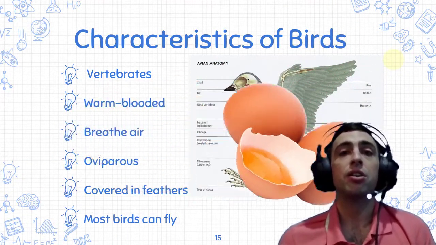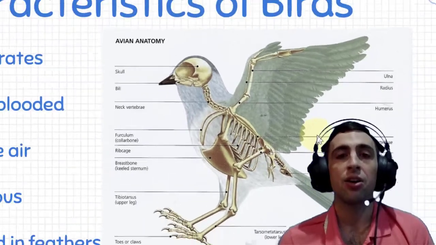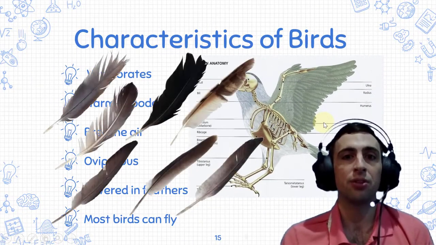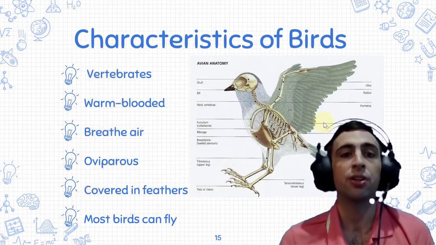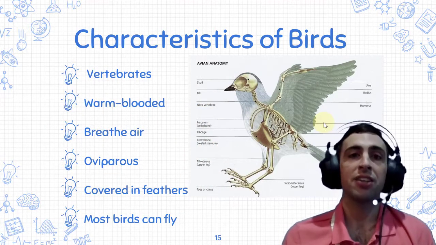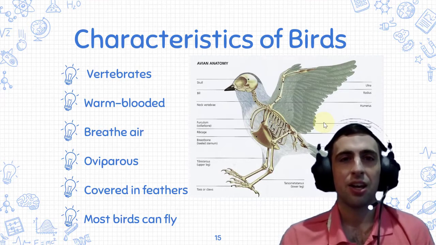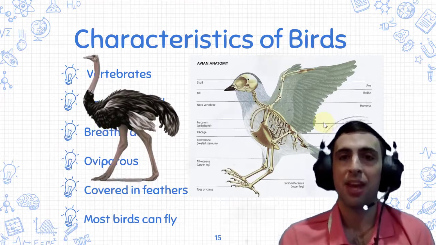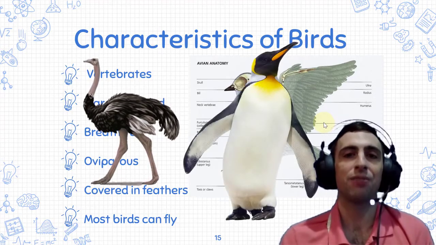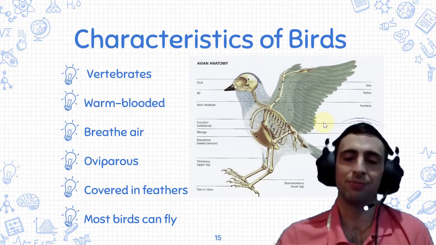They are covered in feathers. We see all of these feathers right here. They are the only kind of animal that are covered in feathers, birds. And our last characteristic is most birds can fly. There are some birds like the ostrich and the penguin that cannot fly, but most birds can fly.